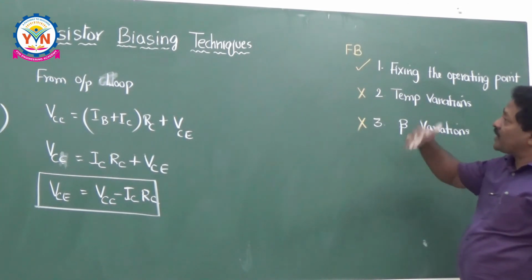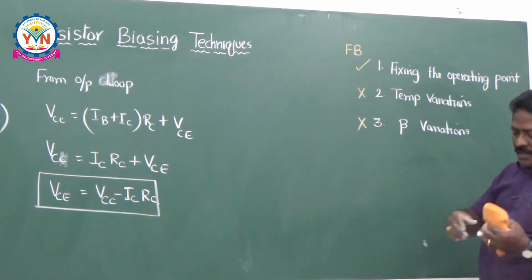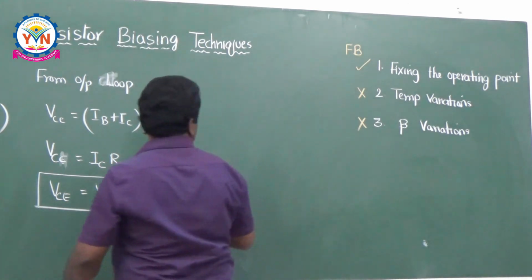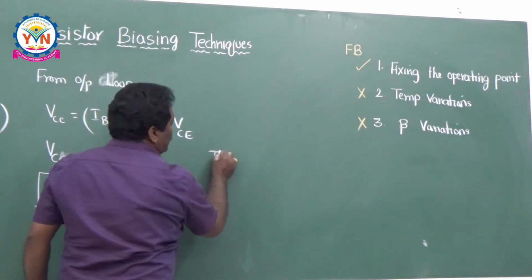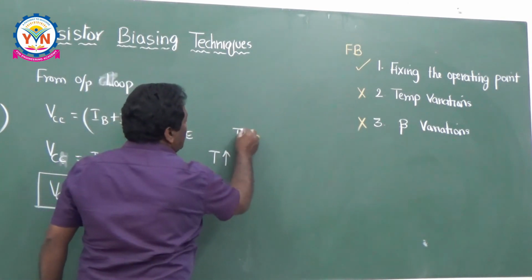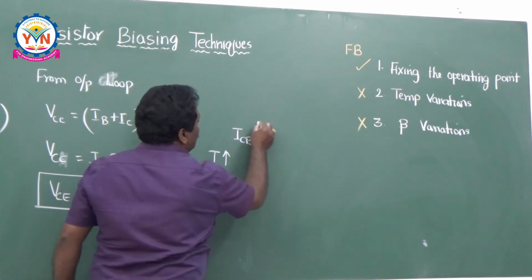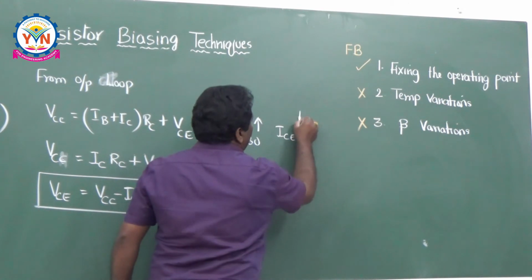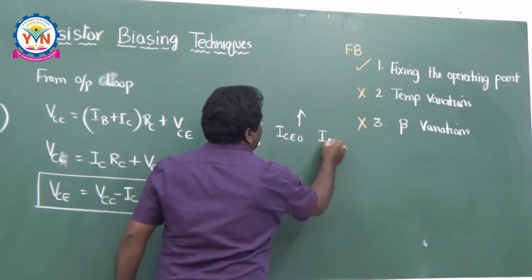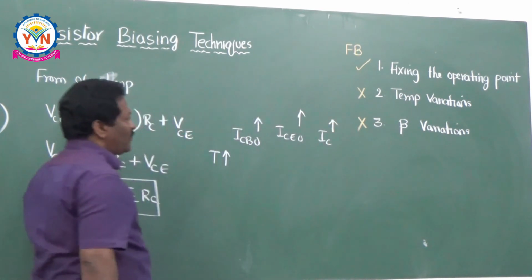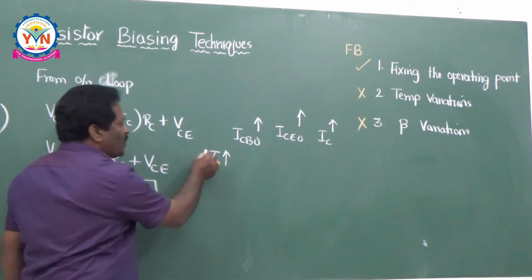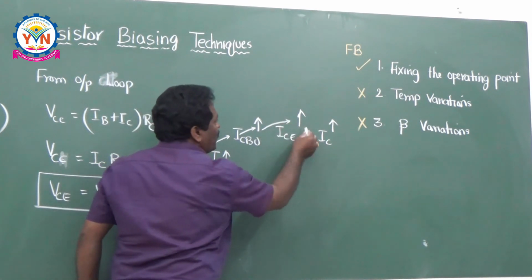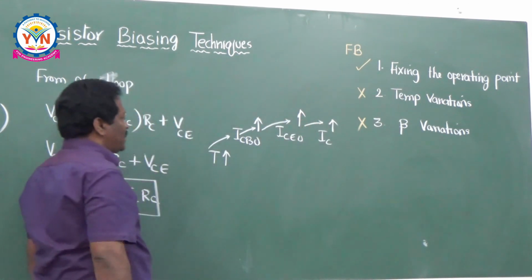Now let me check for this circuit, collector to base bias. In the collector to base bias, what happens? If temperature increases, ICBO increases, then ICEO increases, then IC increases. Listen carefully, IC increases. So this is the cumulative process. Temperature increases, ICBO increases, ICEO increases, and IC also increases.